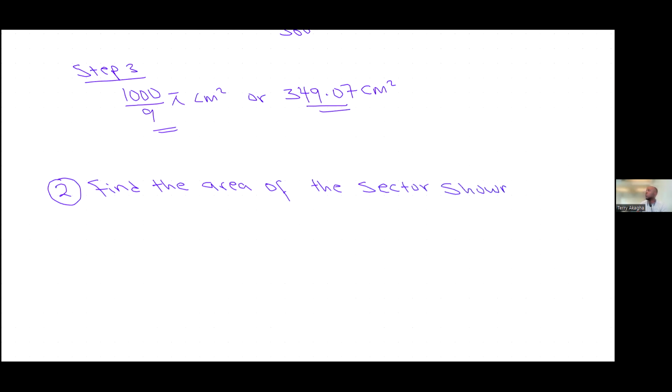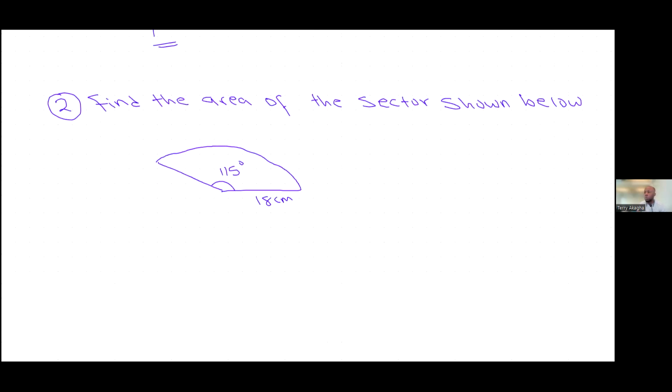So in some cases, you could be given the diagram and you'll be told to find the area. Let's assume we had something like this, and we have this sector here. We're told that the angle here is 115 degrees, and we have this to be 18 centimeters, and we're told to solve this. So what do we do? Step one, the first thing to do is identify the radius as well as the angle.